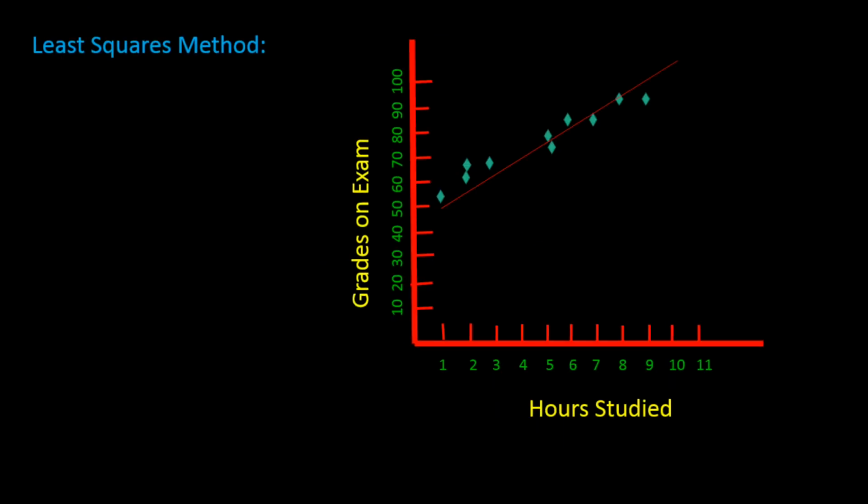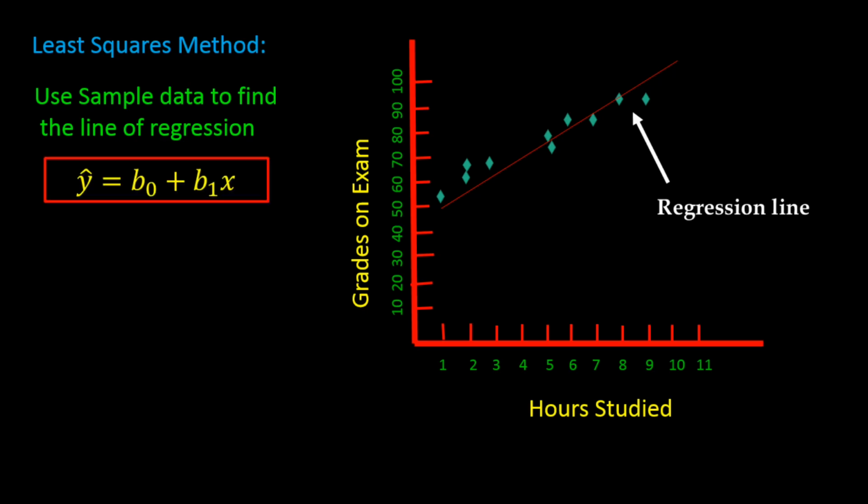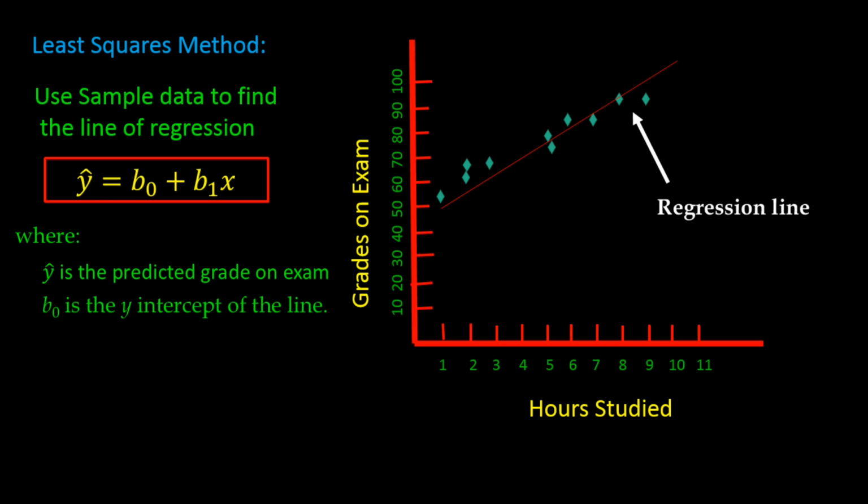To find the line that fits this data the best, we will use our sample data to help define the line of regression, which is this line, the line that fits the data the best. That line will be the y hat line, where y hat is the predicted value of y for a given x. So for our example, it would be the predicted grade on an exam for a given x, number of hours studied. And b naught would be the y-intercept of the line, so it would be the value of y when x is 0. If x is 0, that would mean the number of hours studied is 0, and the y-intercept b naught would be the grade for 0 hours studied.